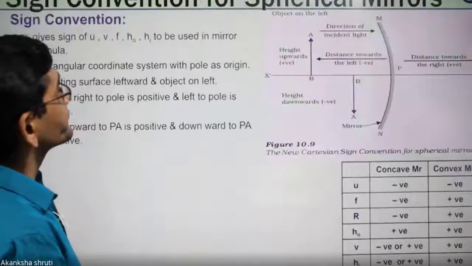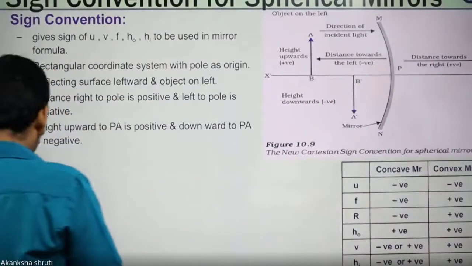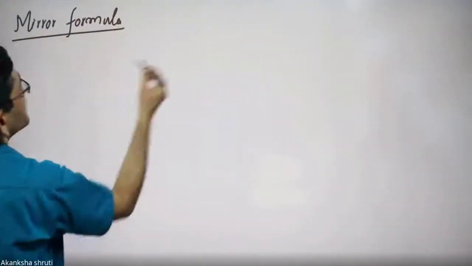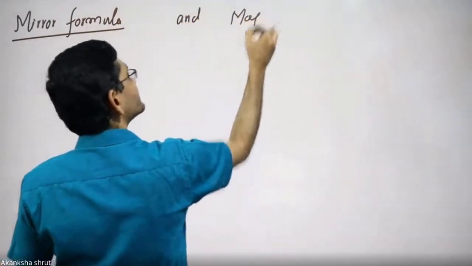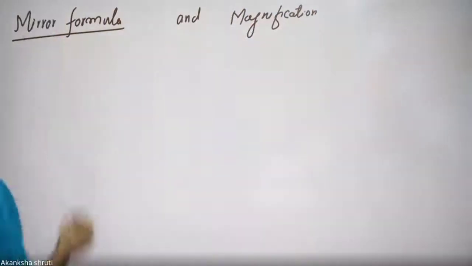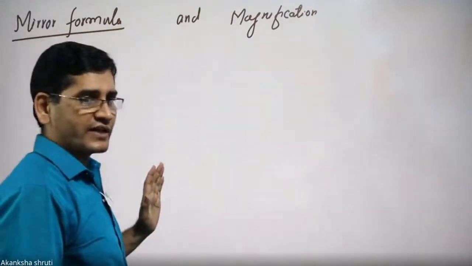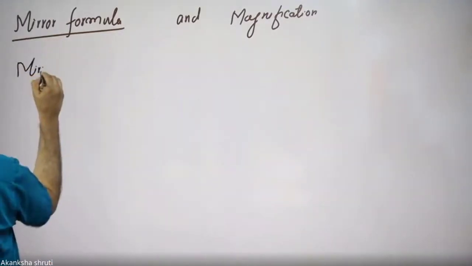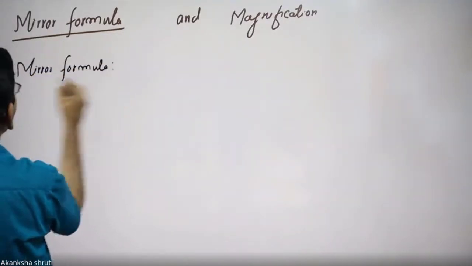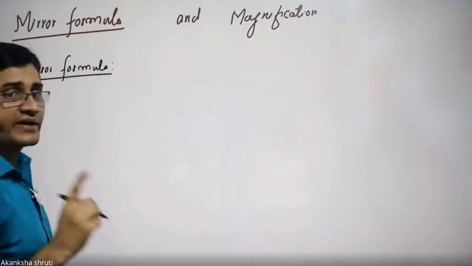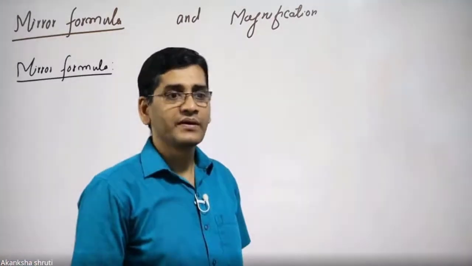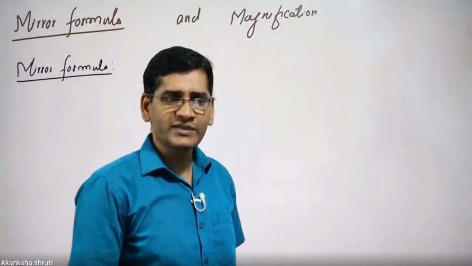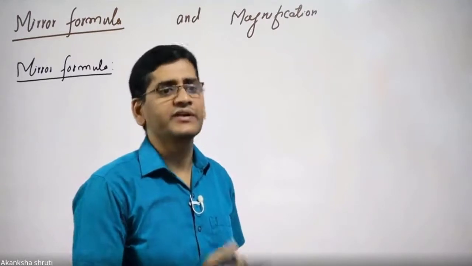The next thing is our mirror formula and magnification. What is this mirror formula? And the associated term is magnification. Students, the standard derivation of the mirror formula is not there, otherwise we can write that the mirror formula is a mathematical relation of the ray diagram. Whatever the ray diagram that we are drawing and we are getting where the image is formed, the same thing can be calculated mathematically without actually drawing the ray diagram.